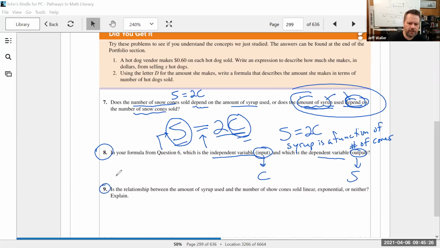Now, number 9 should be pretty obvious. Is this linear, exponential, or neither? The relationship. Linear. Linear. I love it. Okay, I like it.